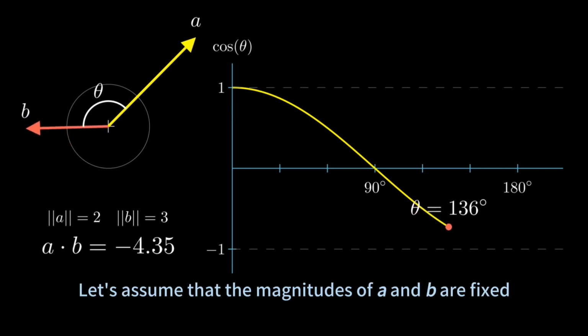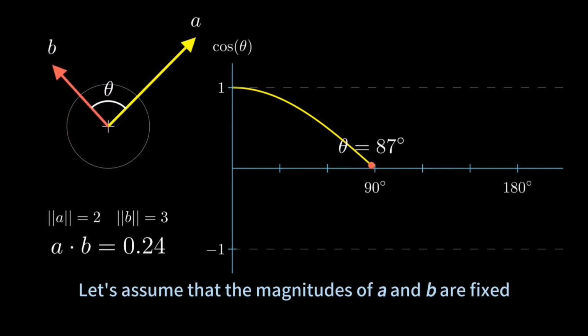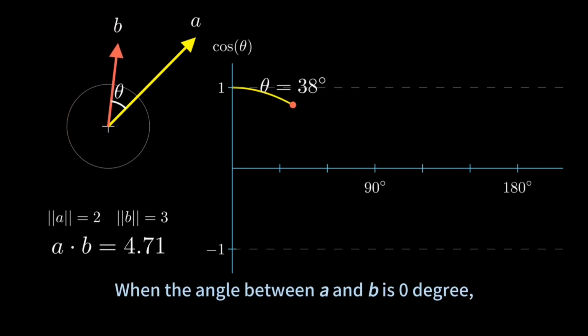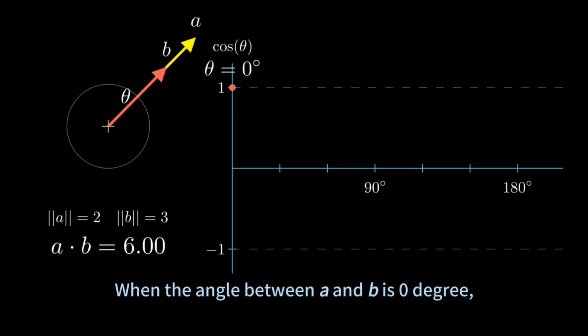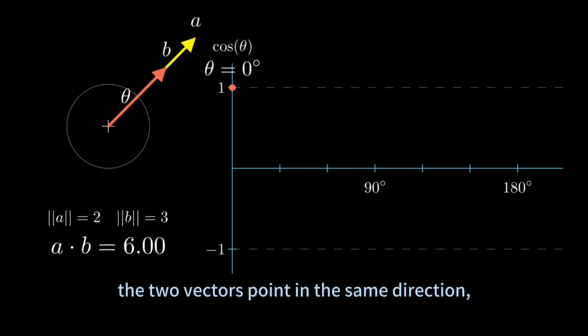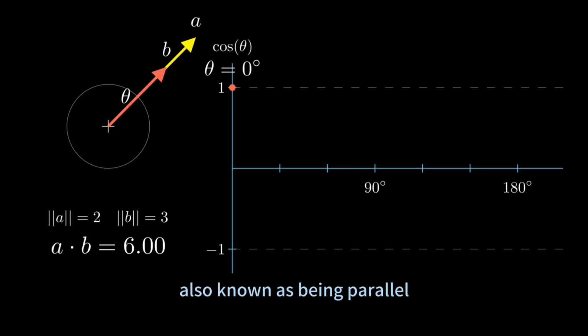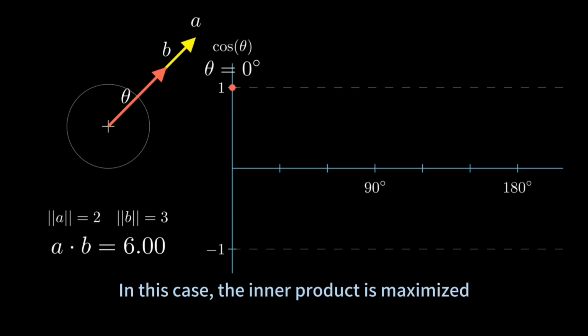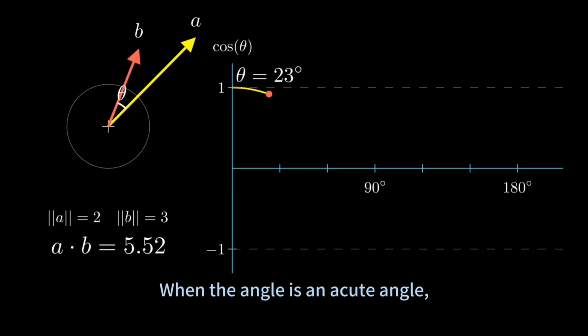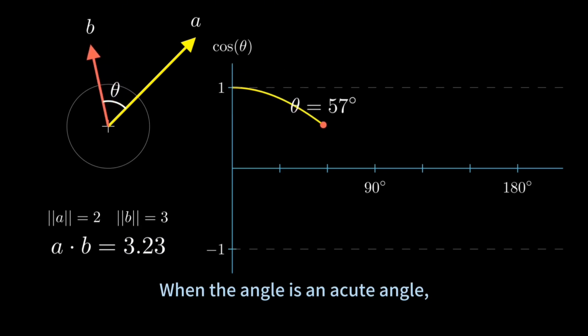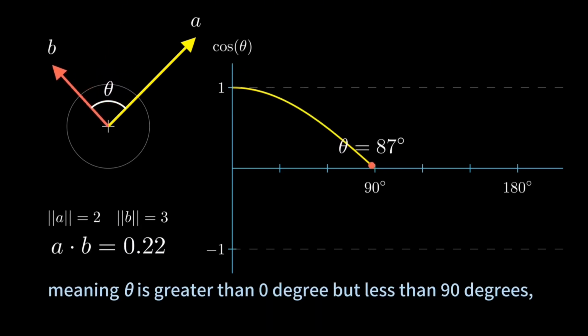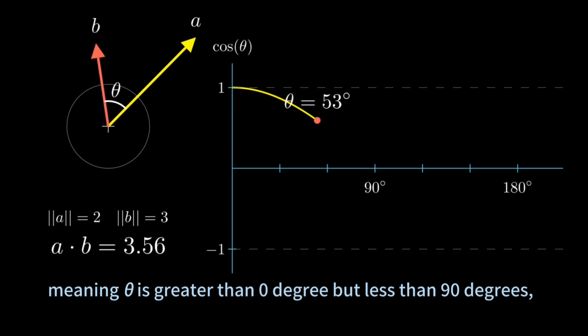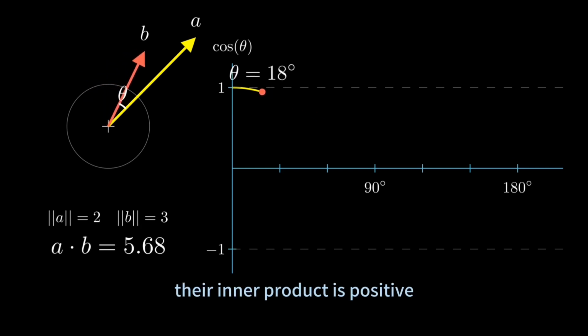Let's assume that the magnitudes of A and B are fixed. When the angle between A and B is 0 degrees, the two vectors point in the same direction, also known as being parallel. In this case, the inner product is maximized. When the angle theta is an acute angle, meaning theta is greater than 0 degrees but less than 90 degrees, their inner product is positive.